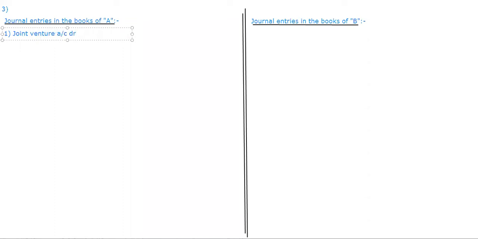So joint venture account debit, to, he has not supplied, he purchased. So in such case, we use a word called bank. When he supplied from his stock, we'll use a word purchases. But here he has not supplied, he purchased. So he has spent the money. So being amount spent for purchase of material for joint venture.